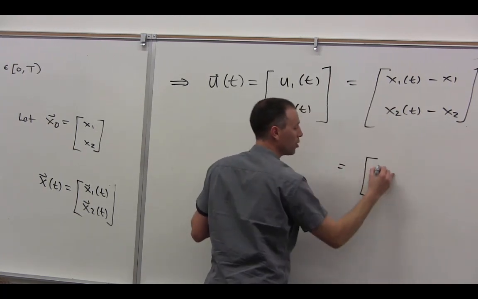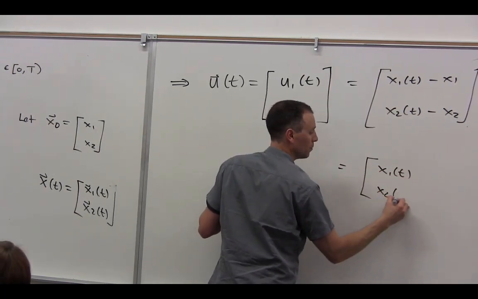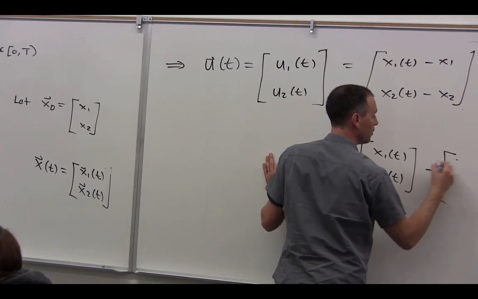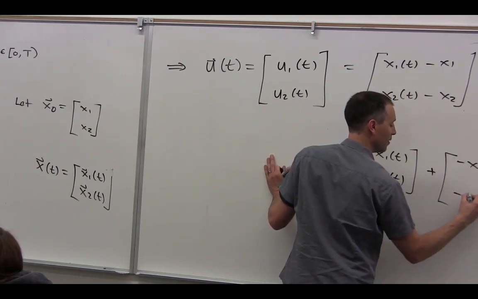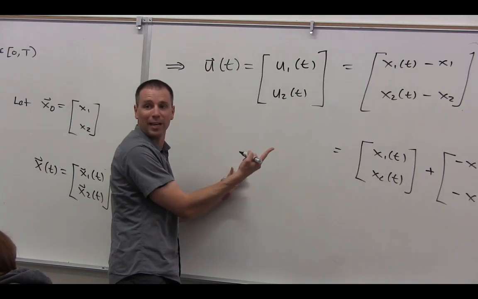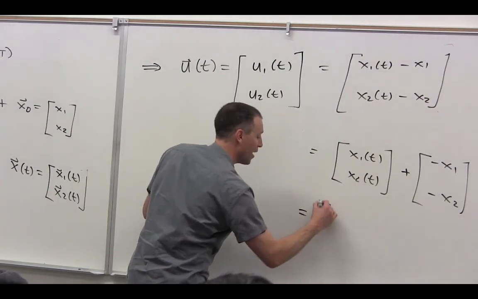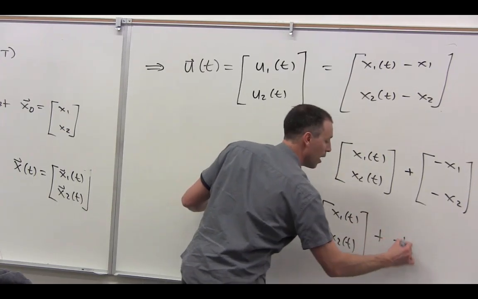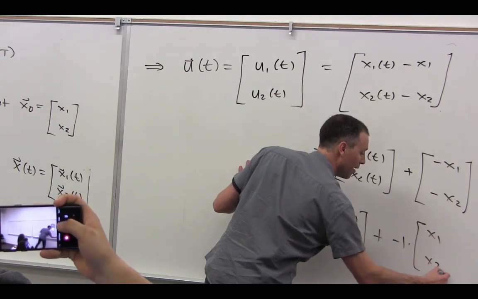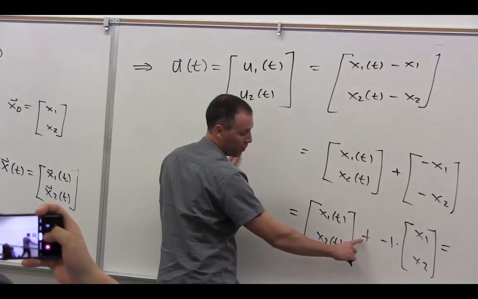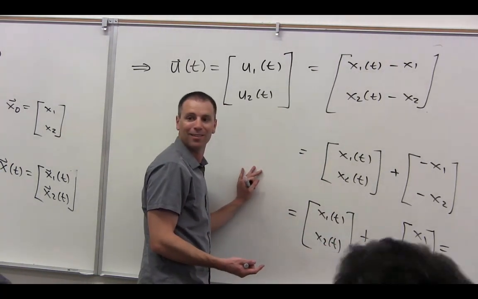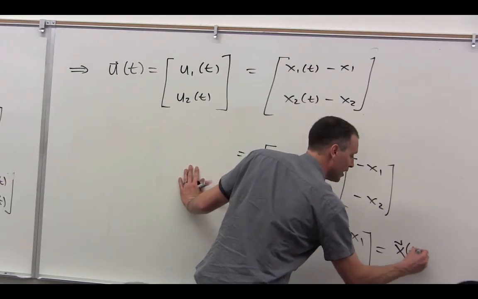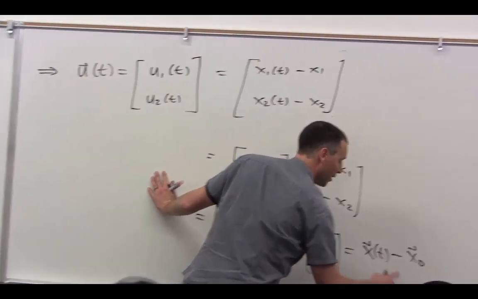Could you write that as a vector subtraction problem? Could you guess what vector subtraction is? So I guess I got to write it like this. So formally speaking, I have that, right? Yeah, so now I've got x1 of t, x2 of t, plus a minus 1 times x1, x2. And then, could you guess what we say about plus a minus? Same thing as a minus. So we would say that this is x of t minus x naught.